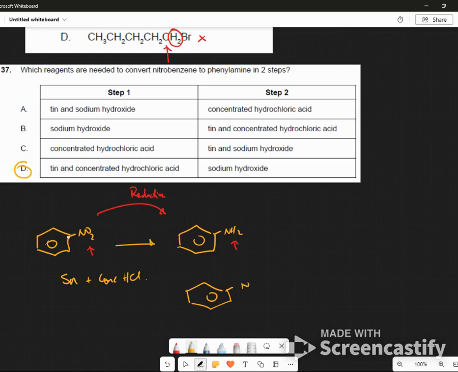We're going to end up with the NH3 plus Cl minus, and we have to remove one of these protons to get phenylamine. And how do we remove a proton? We react it with sodium hydroxide, and it pinches that proton over there, and it gives us phenylamine. So the answer is D.